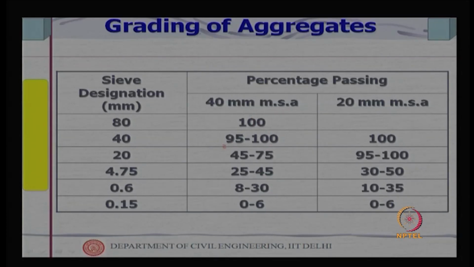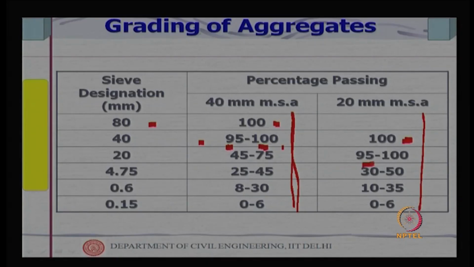It says that if it is a 40 mm MSA, you will get the best result when 100% passes through 80 mm, 90 to 100% through 40 mm, and 100% should pass through 20 mm, etc. So, for 40 mm MSA this is the grading requirement, for 20 mm MSA this is the grading requirement.